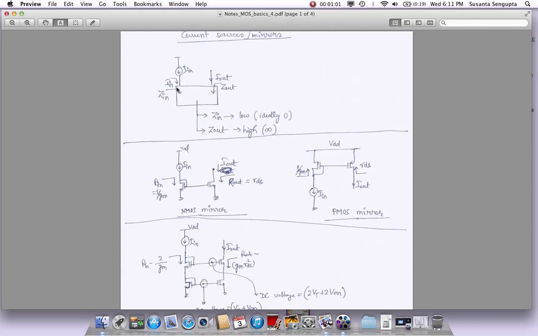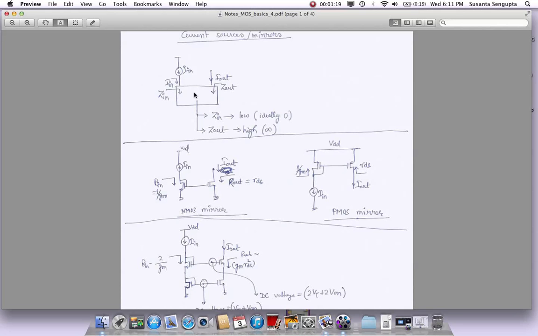So what is a current mirror? Treat this black box as a current mirror, and what we are trying to do is push a current into it, some I in, and there will be a current I out going out of there, and this would be going to some circuitry. It could be an amplifier stage which needs a current, or it could be some other kind of stages.